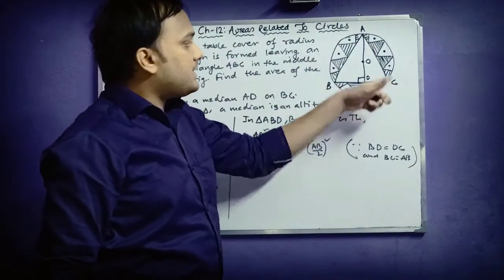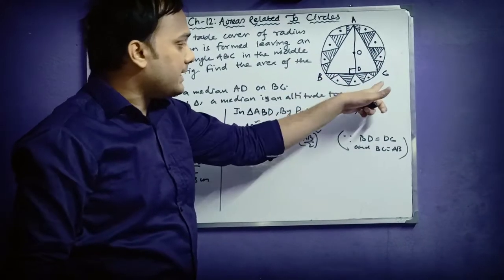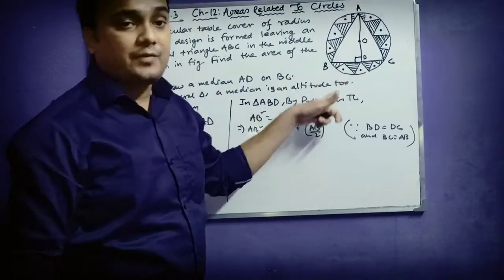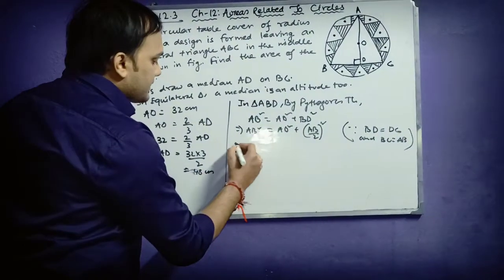As AB, BC and AC all three sides are equal, as it is an equilateral triangle, and BD is half of BC, so BD is also half of AB. The same thing I have written here. So now let us calculate here.